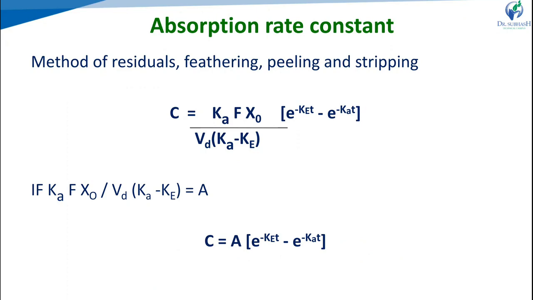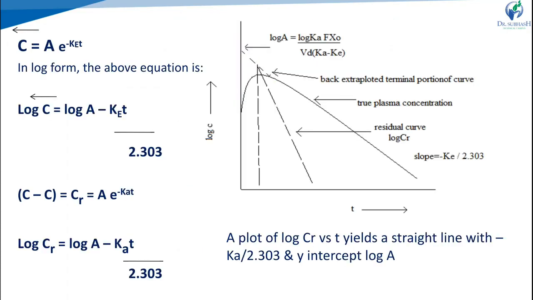So the equation becomes: C is equal to A [e raised to minus Ket minus e raised to minus Kat]. During the elimination phase, absorption is almost over, so Ka is greater than Ke. The value of the second exponential, e raised to minus Kat, approaches 0. The first exponential, e raised to minus Ket, retains some finite value, so C is equal to A e raised to minus Ket. We can go for the log form of that equation.